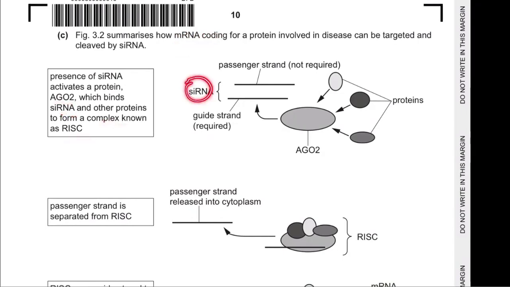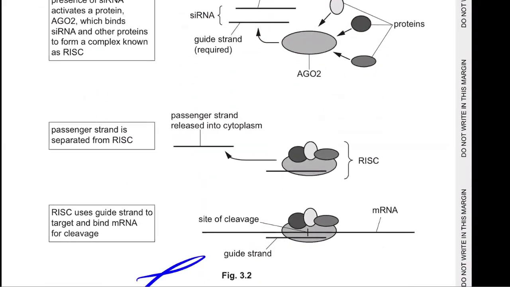So how is the RISC formed? This is the siRNA. siRNA has two strands. We just studied that. There's a passenger strand given to us. This is a guide strand. They are saying that the guide strand is required for silencing the mRNA or for cleaving the mRNA, whereas the passenger strand is not required. Then there is AGO2, a protein, and they are saying there are multiple proteins other than AGO2 as well. They all will bind to this molecule to form the complex called RISC.